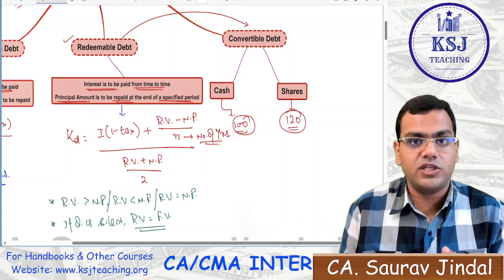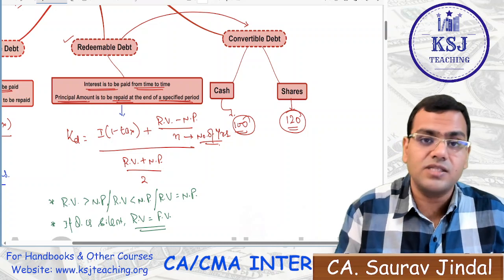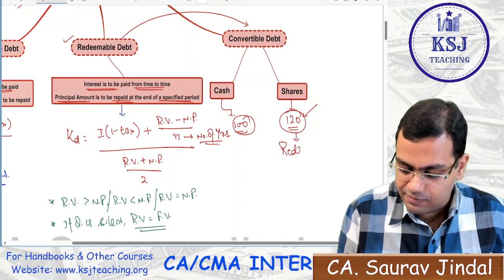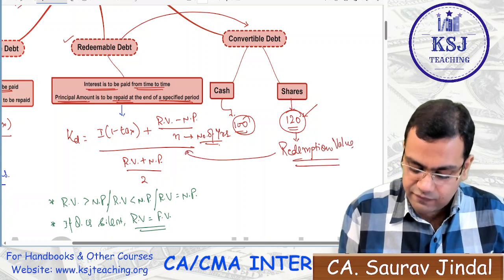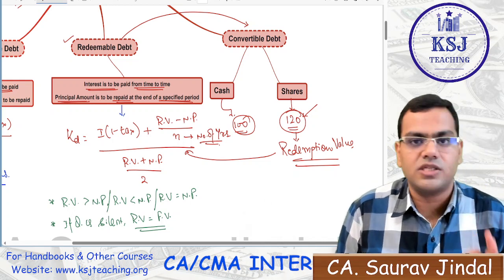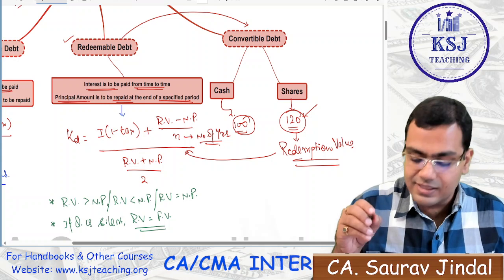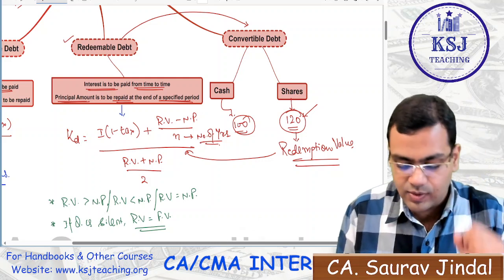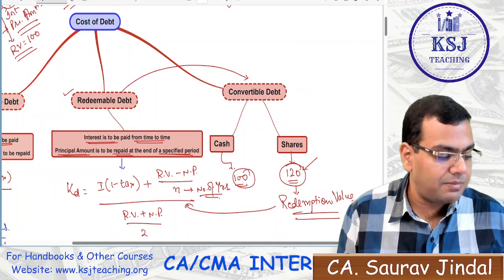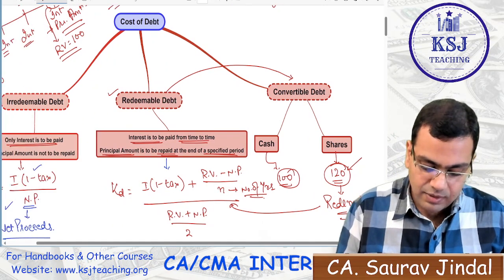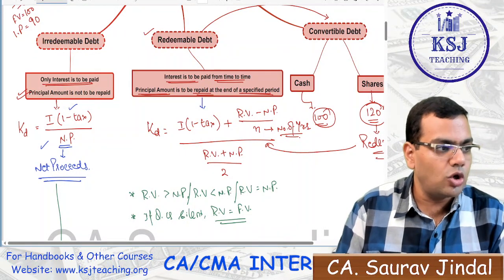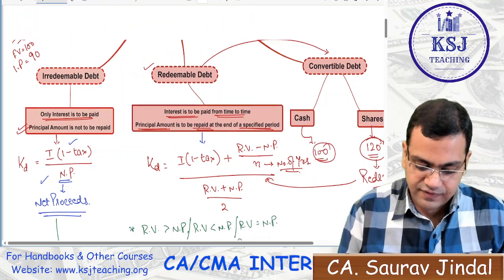If the share has more value than the cash that is being offered, then you will go for the shares, and this 120 becomes your redemption value. Rest everything, the formula, will remain the same. The calculation of cost of debt will remain same. The only thing is this cash versus the shares is being done to calculate the redemption value of that debt. That is why I told you that this convertible debt is a part of the redeemable debt itself. So this is all about the cost of debt, which is divided into three parts.